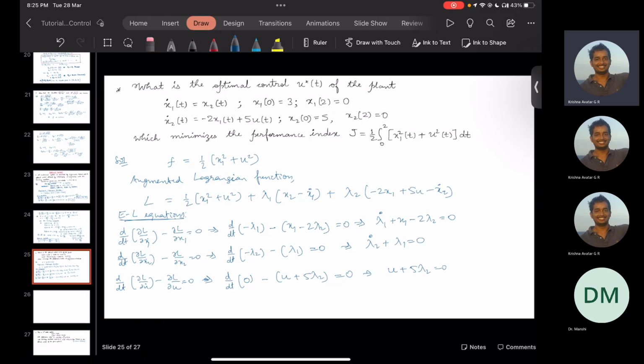And I had told in the very beginning that we are not required to solve this completely. We'll just have u star as a function of t is equal to minus 5 lambda 2 star as a function of t. So this is what we wanted to solve for.